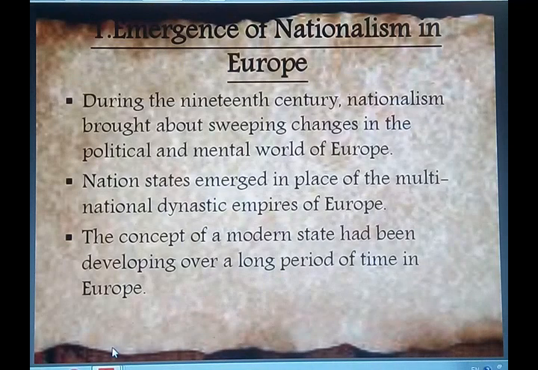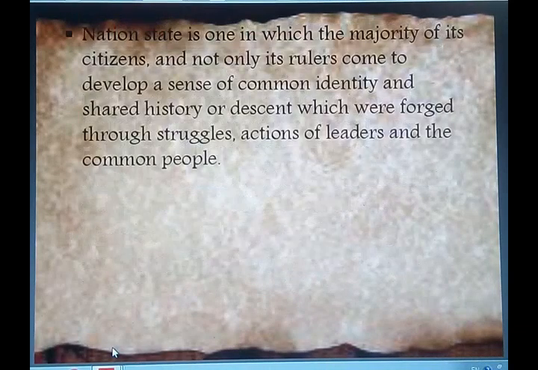The concept of a modern state had been developing over a long period of time in Europe. The concept of a modern state here means a state which is not ruled by any monarch. Even if a monarch is there, it has to work under a parliamentary system. This idea was developing over a long period of time in Europe.